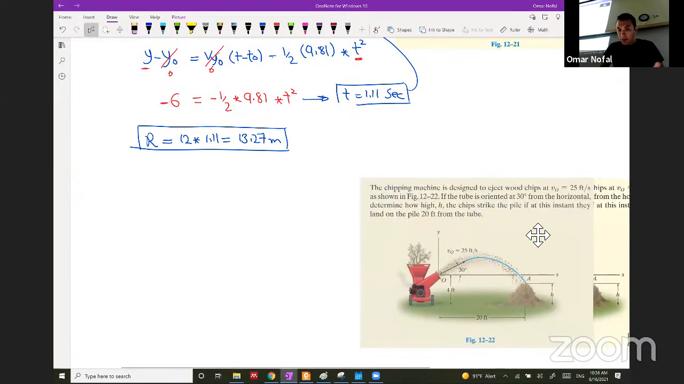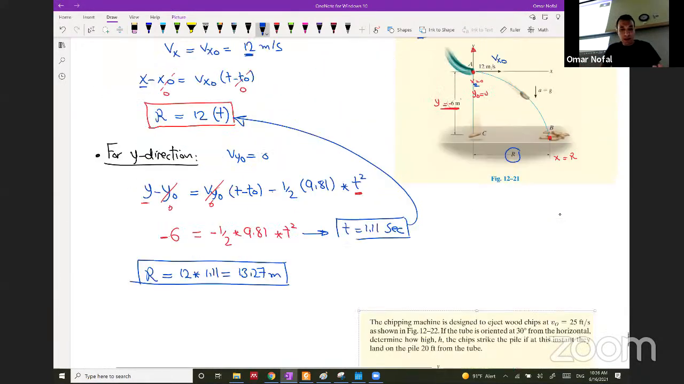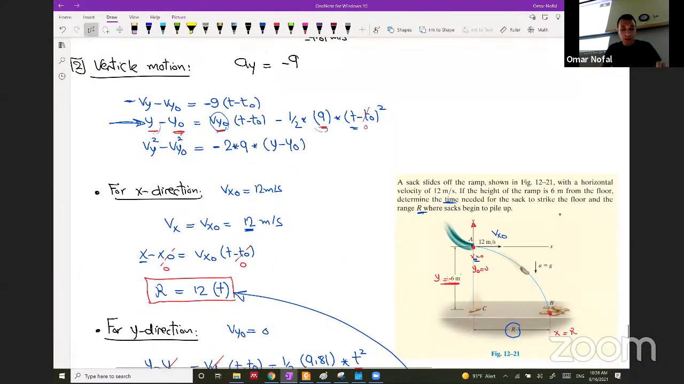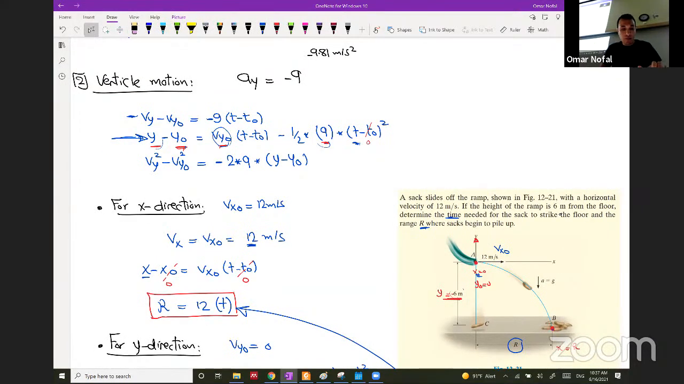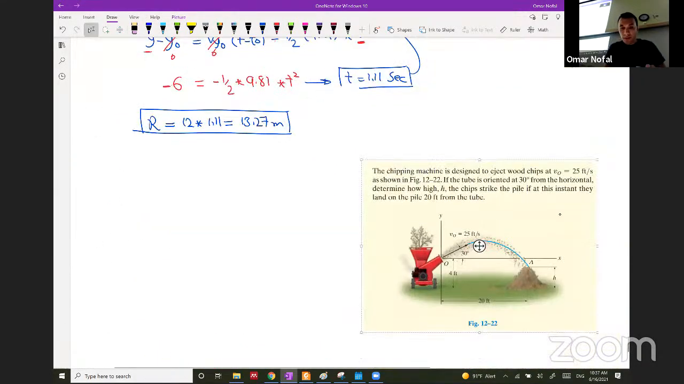In this problem, it says that this wood chipping machine is designed to eject wood chips at this angle, and it gives you the V node. As you can see, the V node has an inclination from the x-axis, which means you will have V node x and V node y components in the x and y directions, which makes us think about this equation, whether we have Vy node or Vx node. So let's copy.